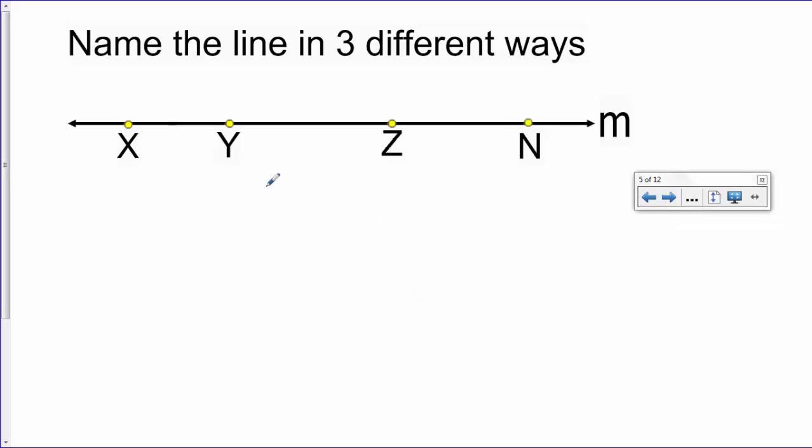Let's look at an example, naming the line in 3 different ways. So in this example, we could name this line XY, line XZ, line YN, line ZN, any 2 points on the line. Another way we could name it is line M. If it says to name it in 3 different ways, as long as you pick 3 ways to name the line, any of the ones that I just described are correct. So as you can see, sometimes there's going to be more ways to name it than the number of possible ways it asks in the problem. Just list it like it says in the problem.